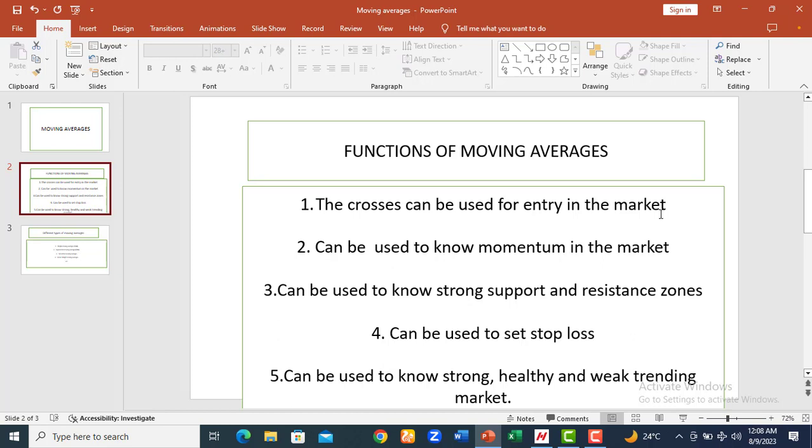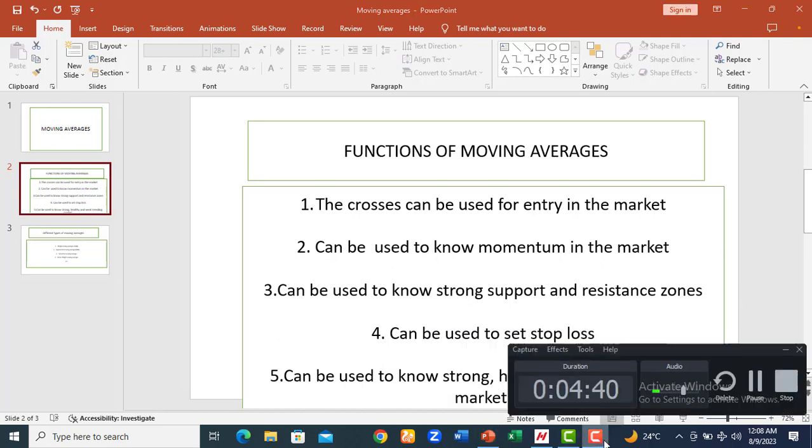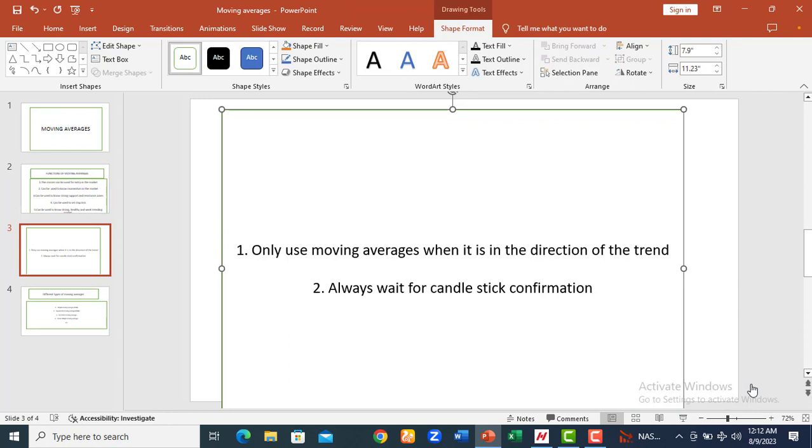Number one, do not use moving averages when it is against the trend. So only use moving averages when it is in the direction of the trend, as seen on the slide here. Always wait for candlestick confirmation.